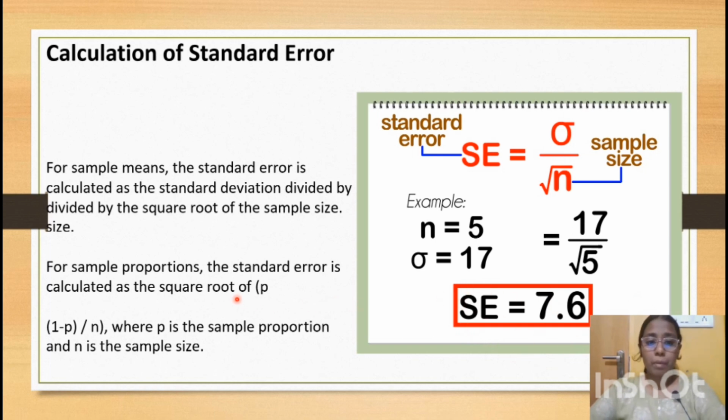For the sample proportions, the standard error is calculated as the square root of p into 1 minus p divided by n, where p is the sample proportion and n is the sample size. So go through this formula and remember it. Important formula.